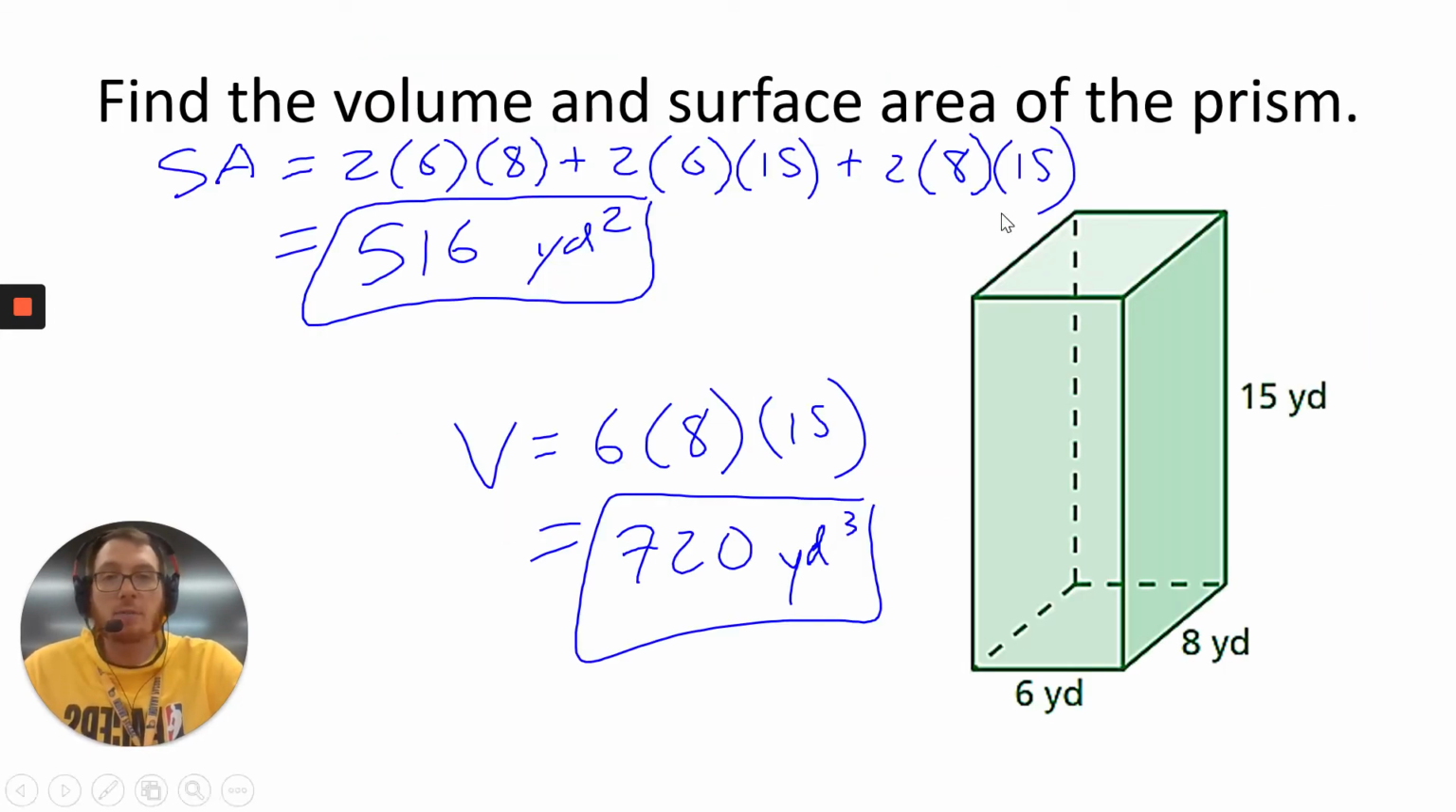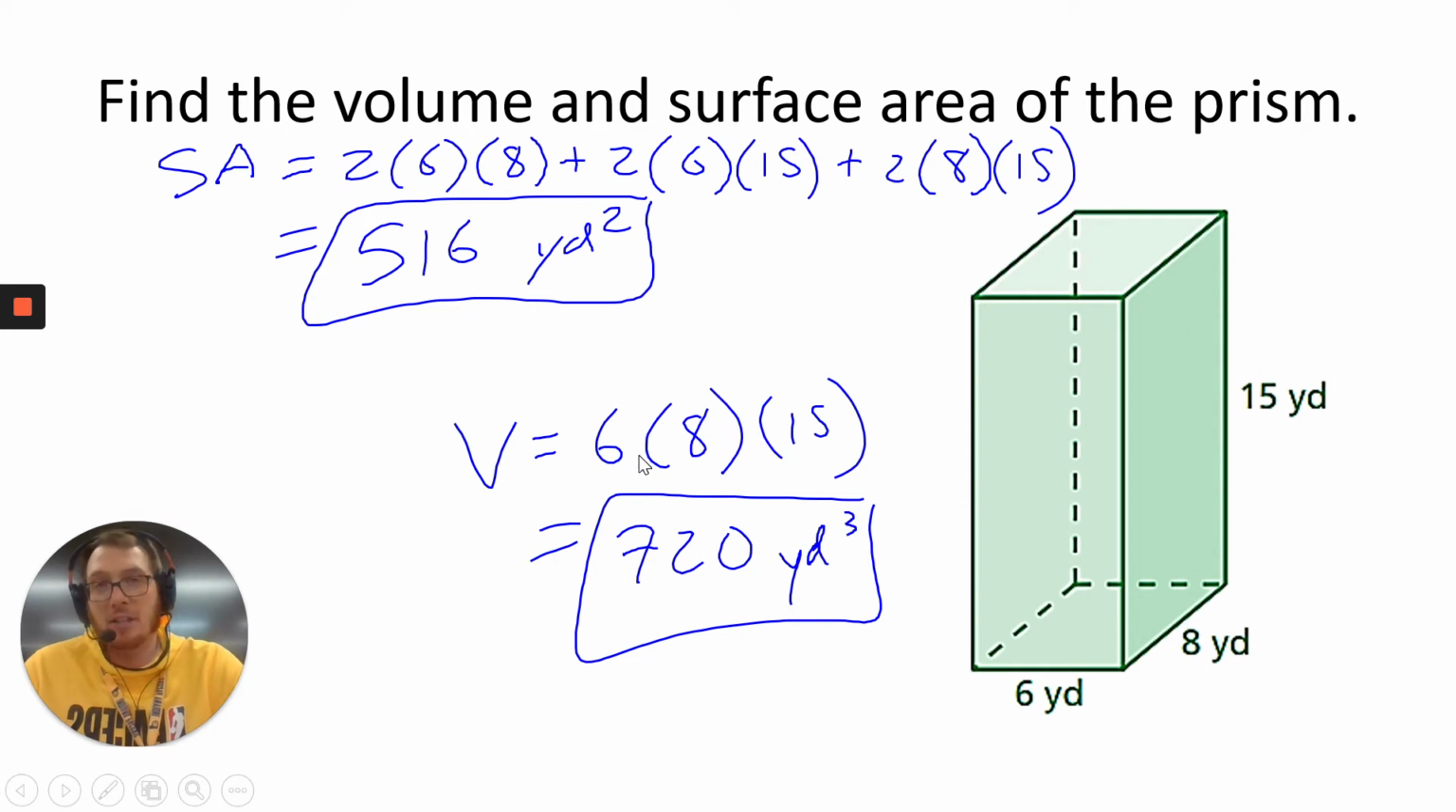I went ahead and asked for both volume and surface area just to review surface area and make sure we're talking about volume as well. Okay, so this is a rectangular prism. So this is the box. This is the basic idea that many of you are very good at with the 2 length width, 2 length height, 2 width height. And there's 2 of each of them, and you multiply all that together. You should get 516 square yards, okay, yards to the second power.